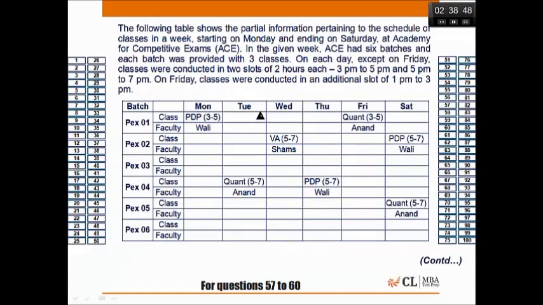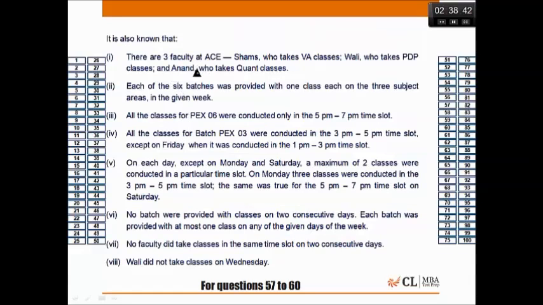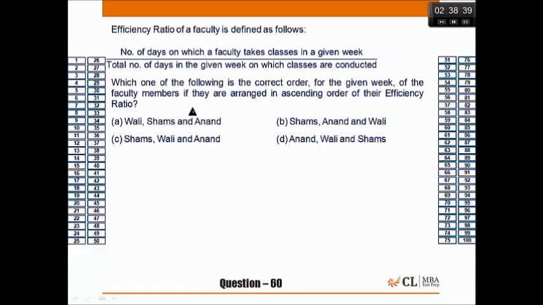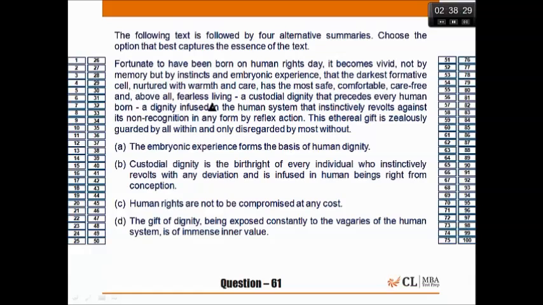57 to 60 is DI. So let's see how it is. This has some schedule given and a lot of things given for the schedule. 57 to 60, I'll just make a note of it by the side here. I'll come back to it later. Okay, 61.